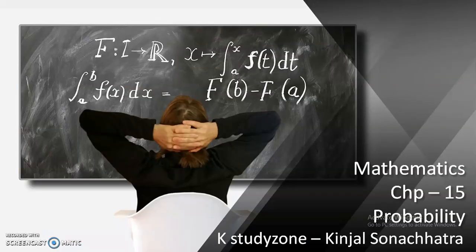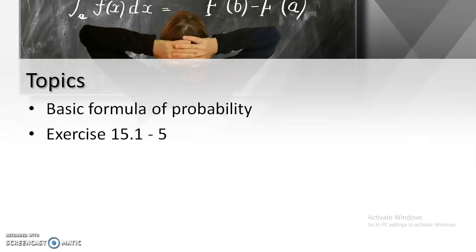This is the 17th tutorial of probability, chapter 15 of standard 9th. In the last session, we discussed sum 4 from exercise 15.1. In this session, we will discuss sum 5. So, don't waste time starting the session. Today's topics are the basic formula of probability, exercise 15.1, and in that the fifth sum.